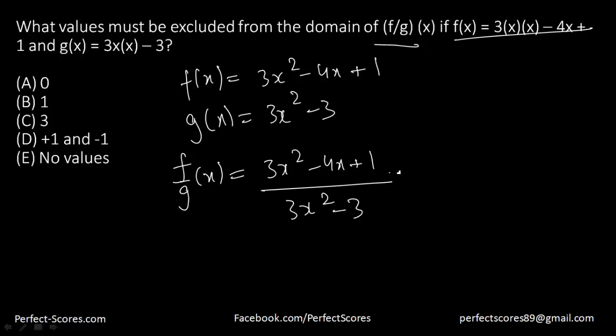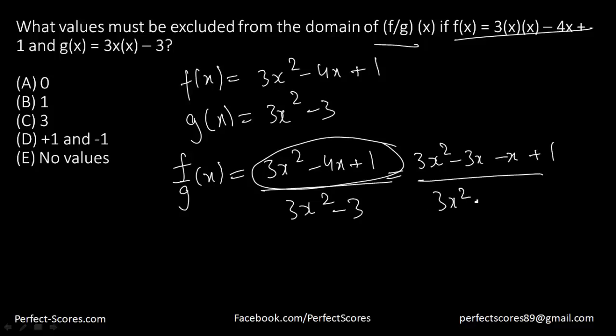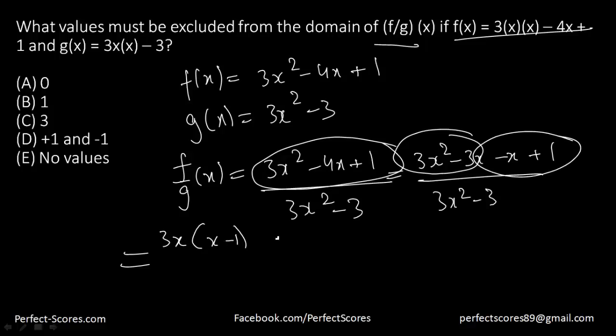Now what I can do is I can solve this quadratic equation. This will become 3x squared minus 3x minus x plus 1 over 3x squared minus 3. So what I'm going to do is take 3x out from here. I'm going to get x minus 1. I'm going to take negative 1 out from here. So negative 1 into x minus 1 over, I'm going to take 3 out from here. That is x squared minus 1.